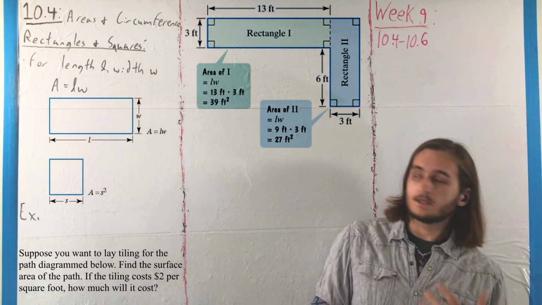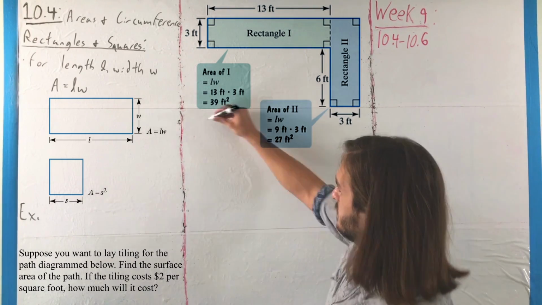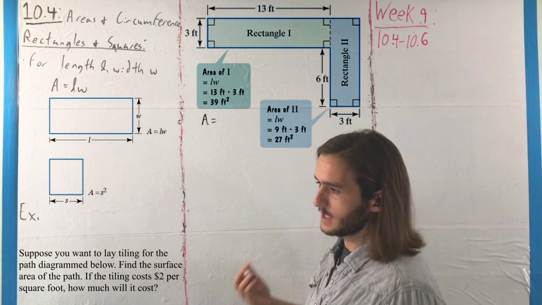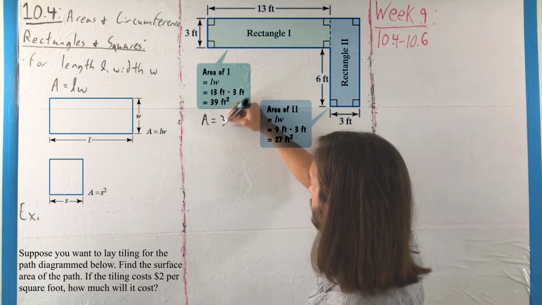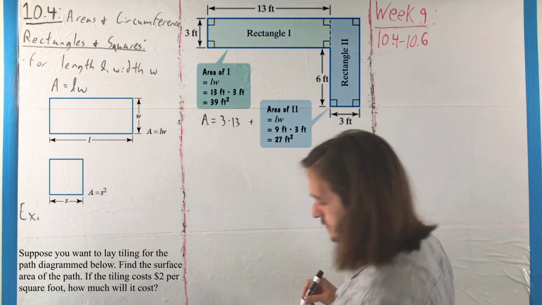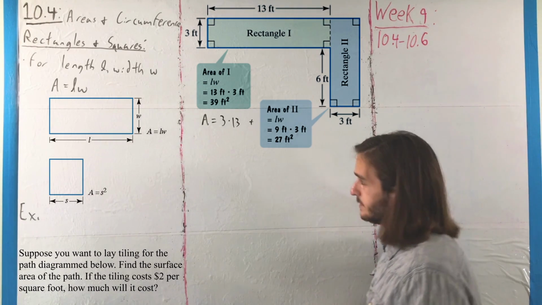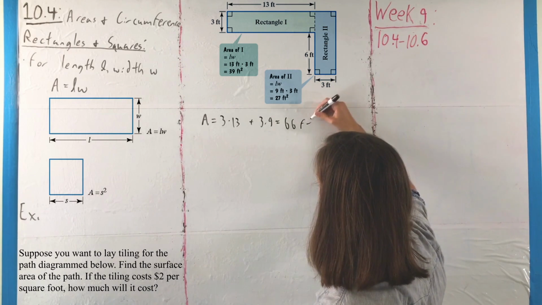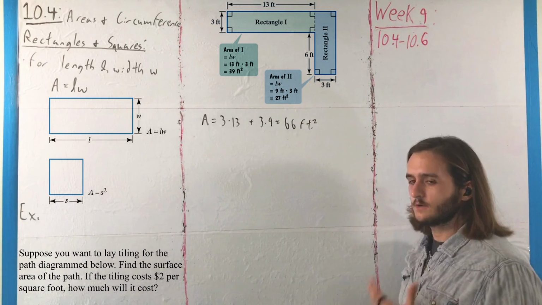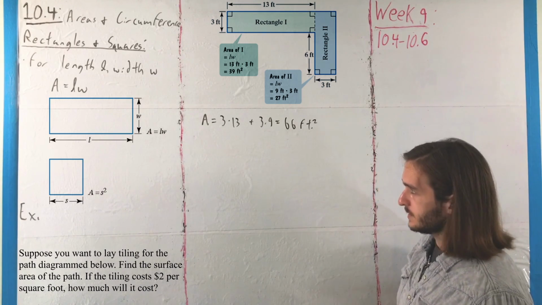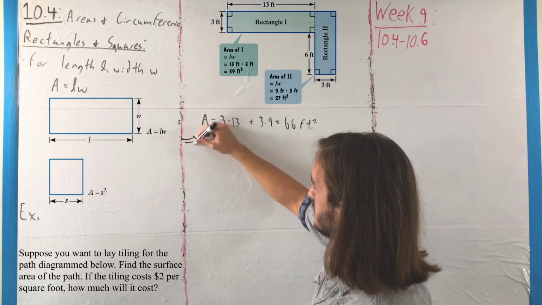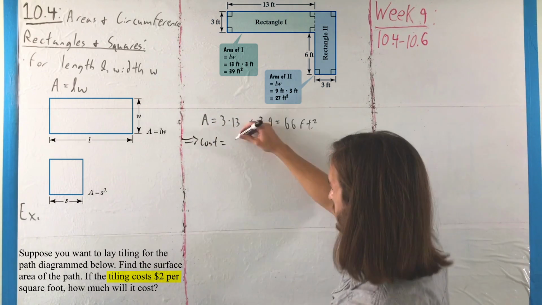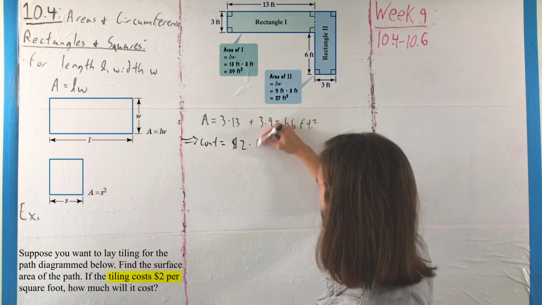So if we want to get the total surface area here, A, that would be the length times width for the top rectangle, which in this case would be 3 times 13 feet, plus the area of the right rectangle, 3 times 9 feet, for a total of 66 square feet, with the units there feet squared. And if we want to get that in terms of a cost, then the total cost, based on the price of the tiling, will be $2 times the 66 square feet.